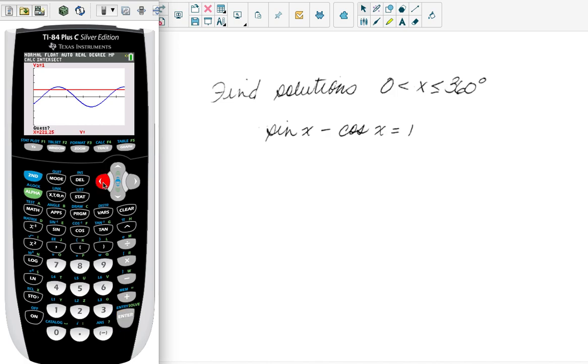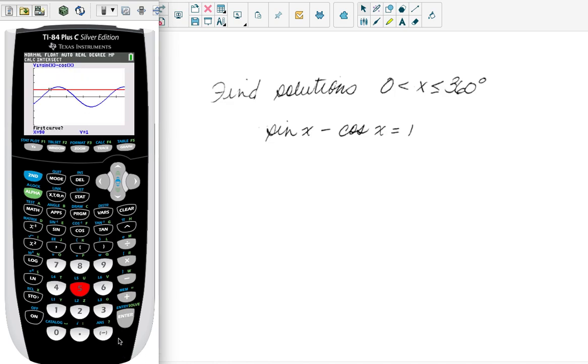So I am going to tab over to the first location here, and I'll press enter. And you'll notice, sure enough, x equals 90 is one of my solutions. So that's the first one. I'll find the second one over here. So again, I go through the same process. Second, trace. I would like the intersection between those two curves, option 5.